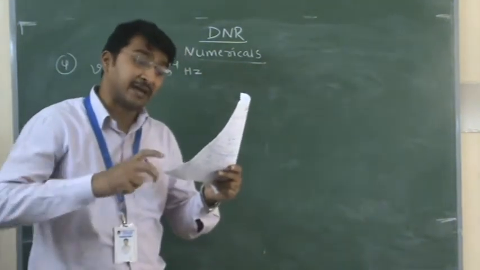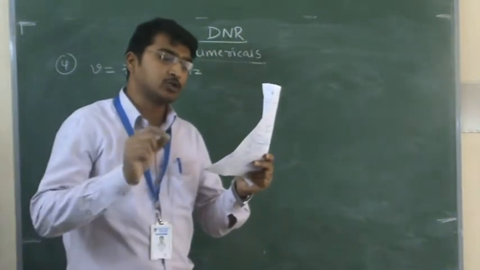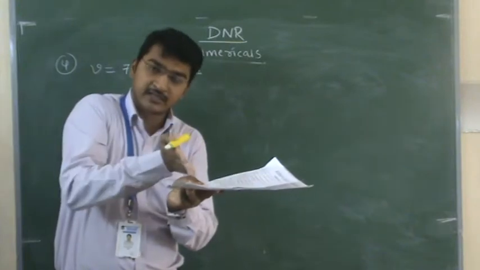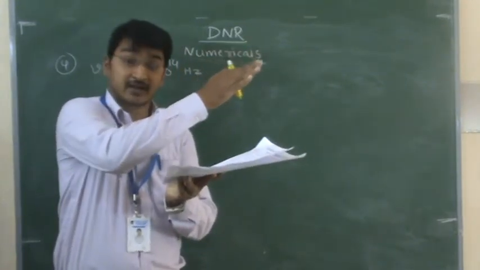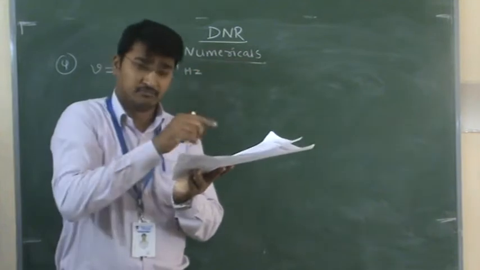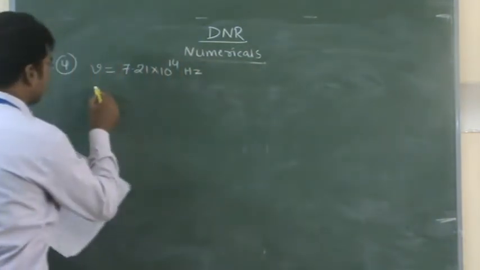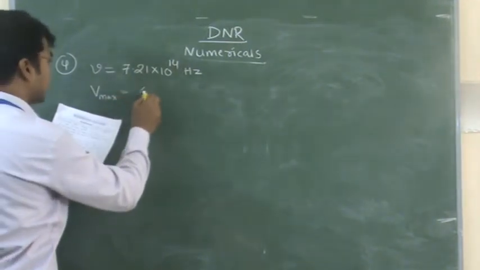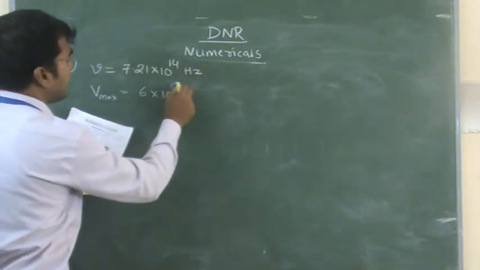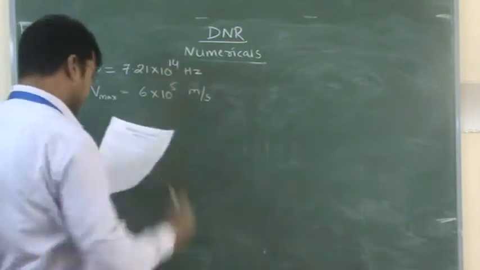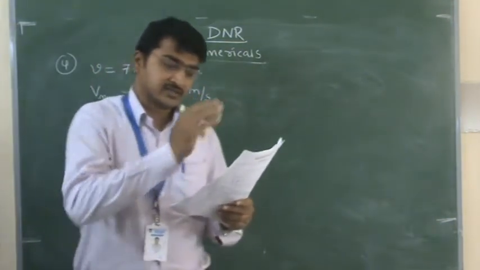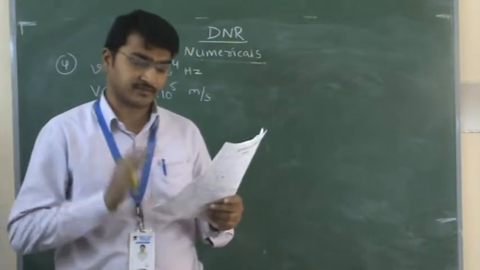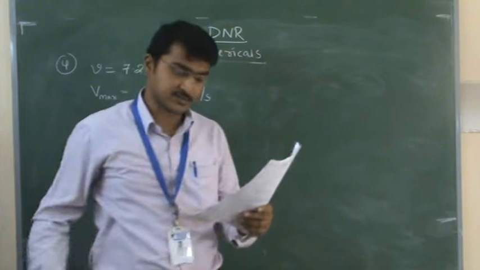An electron with a maximum speed 6 into 10 to the power of 5 meter per second. So light incident on the metal surface, electrons are ejected with maximum kinetic energy or maximum speed. So the maximum speed, that is V maximum, they gave as 6 into 10 to the power of 5 meter per second, again SI, ejected from the surface.